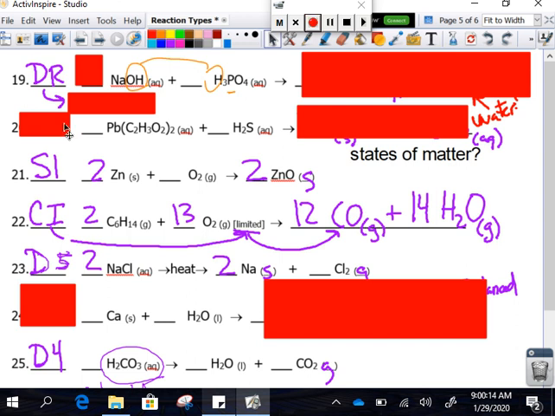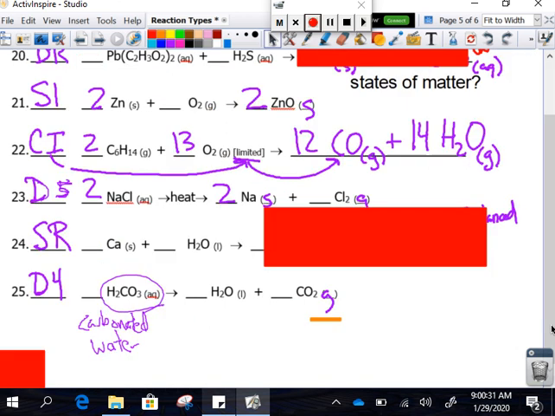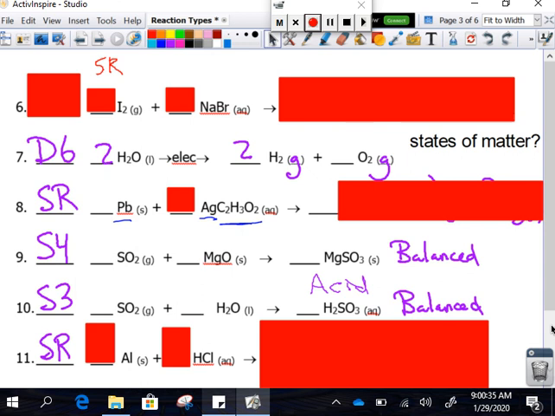Number 20, compound and compound, double replacement. Number 24, compound and element, single replacement. Okay, and that's the last of them. So we've identified the various reactions. Now it's time to use the activity series.